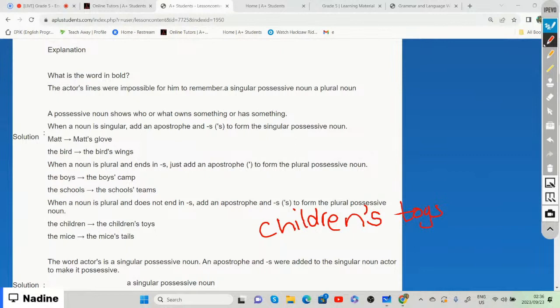Apostrophe and S. And then we have the mice's tails. We put the apostrophe and S as much as it shows that it is plural, but we only put the apostrophe at the back when the word ends in an S already.